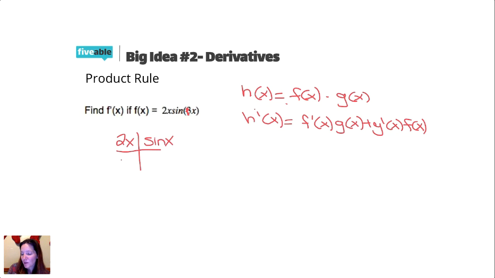So the derivative of 2x is 2. The derivative of sine x is cosine x. And I'm going to put that in my other boxes. So then if you look back to my rule, it says f prime of x times g of x. That's this diagonal right here. So I'm going to start by saying that I've got 2 sine x. And then if I look back to my rule again, I put a plus in the middle. And then my second part is the other diagonal.